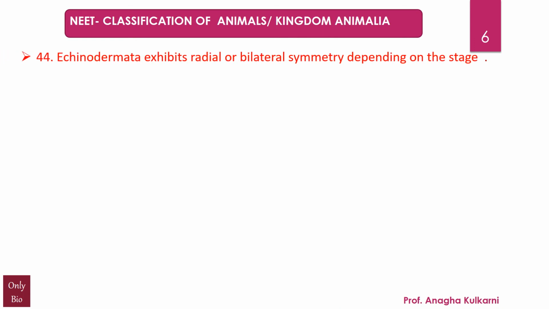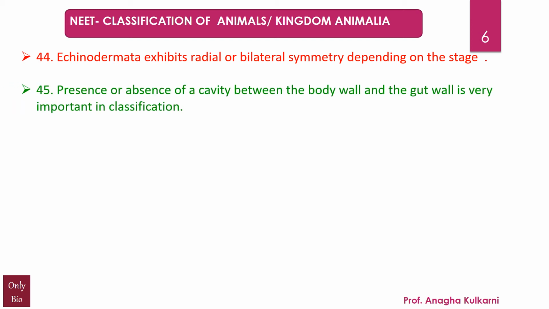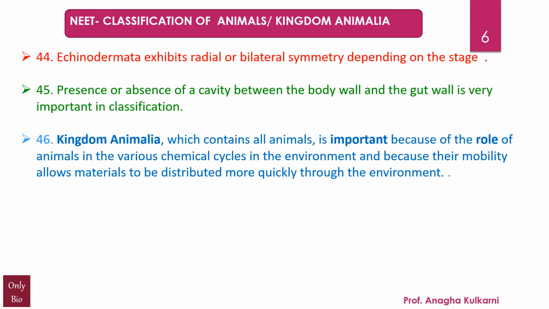Point number 44, Echinodermata exhibits radial or bilateral symmetry depending on the stage. Next, the presence or absence of a cavity between the body wall and the gut wall is very important in classification. Friends, the cavity here means coelom. Point number 46, Kingdom Animalia, which contains all animals, is important because of the role of animals in the various chemical cycles in the environment and because their mobility allows materials to be distributed more quickly through the environment.